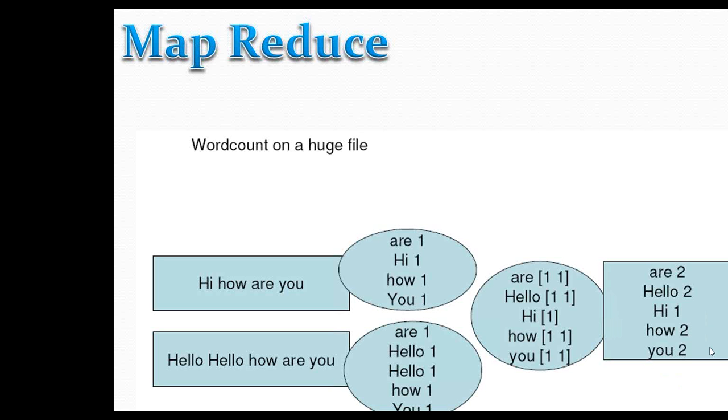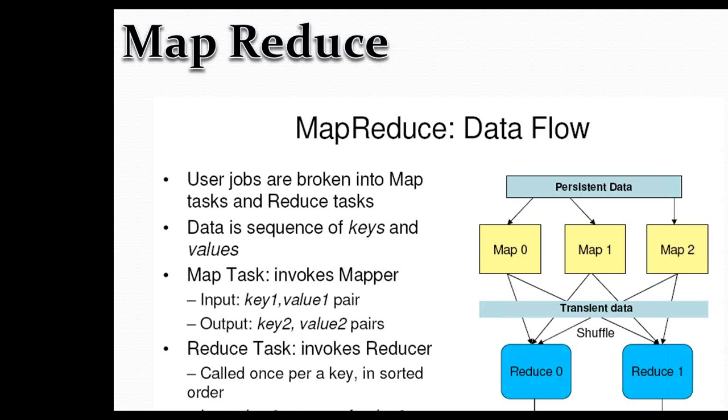We are breaking the data into input and output. Input is in terms of key 1 and value 1 as a key-value pair, and in output we are getting key 2 and value 2 as a pair as well. These key-value pairs form the components that we work with. Similarly for the reducer, the reduce task invokes a reducer, called once per key in sorted order. For the reducer as well, we have input as key 2 with a stream of value 2, and for output we are getting the final output.